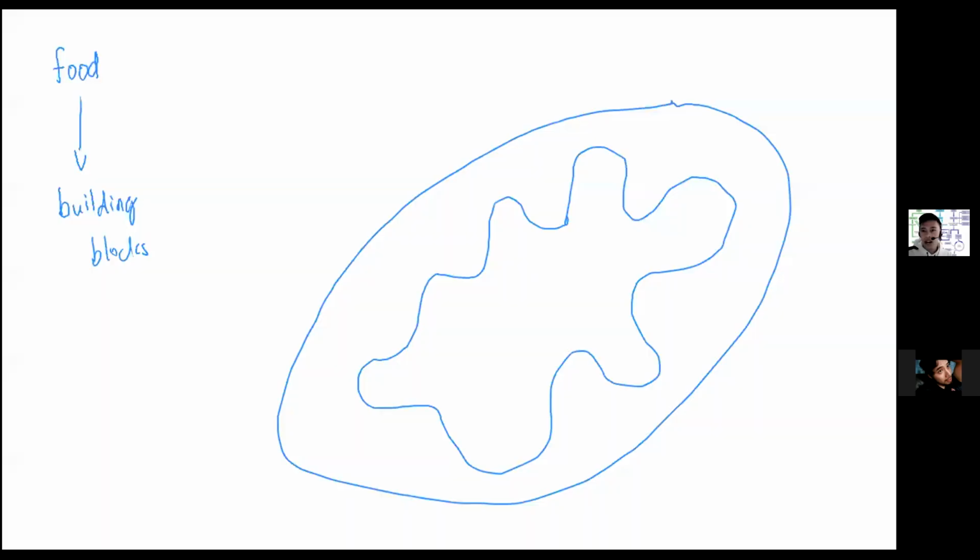Okay, so again, biochemical energy production starts with the food that we eat, which is digested to its corresponding building blocks. And then the building blocks are converted to what? They are converted to acetyl-CoA. So this process is digestion and then acetyl-CoA formation.